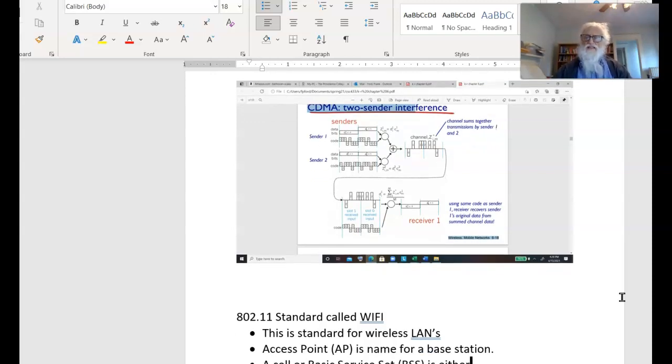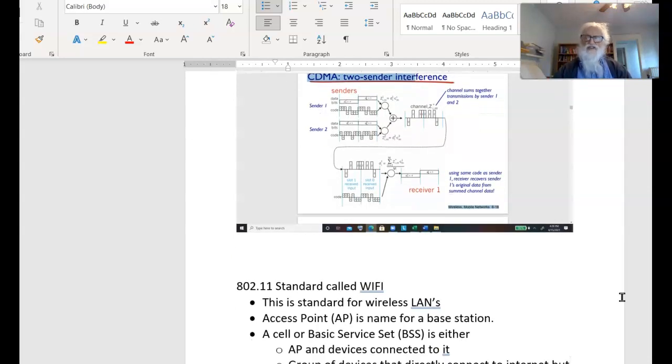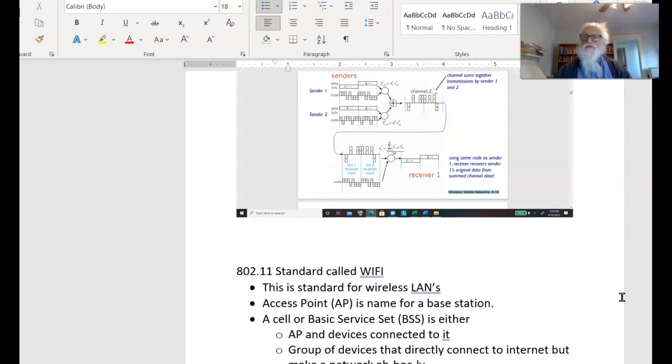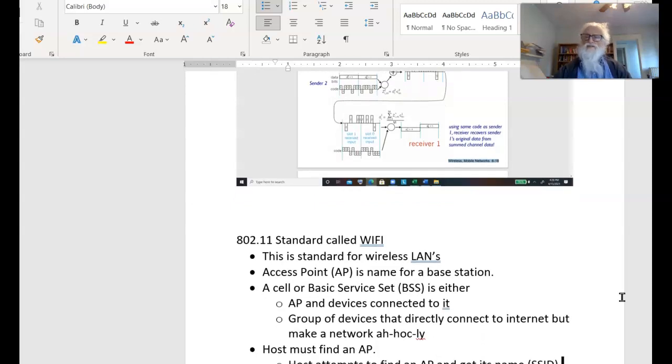The access point is the name they use for a base station. A cell, a basic service set, is either the AP and the devices connected to it, or a group of devices that directly connect to each other, making a network in an ad hoc fashion. The host must find an access point.